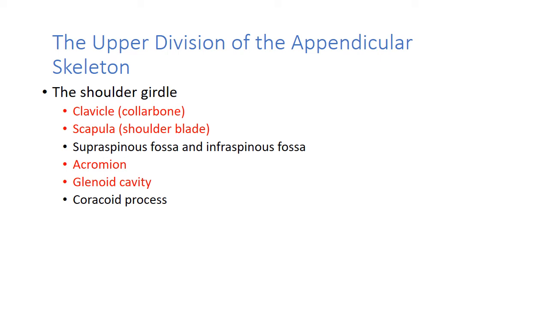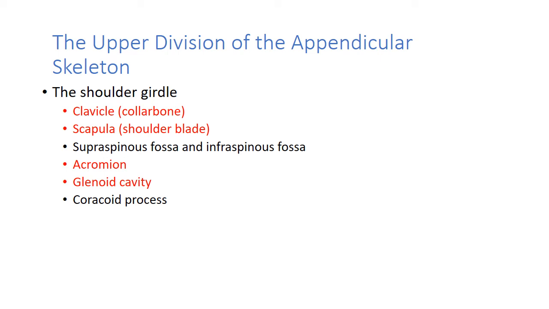The acromion is a landmark that we use when we're administering intramuscular injections in the deltoid. You can actually feel the acromion, and you feel two finger spaces down from there. And that's approximately where you'd give an intramuscular shot in the shoulder. The glenoid cavity is basically the space that the head of the humerus fits into.